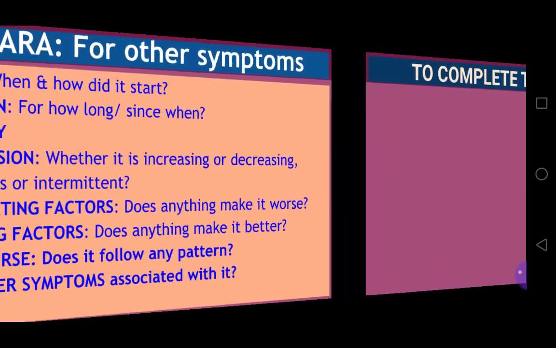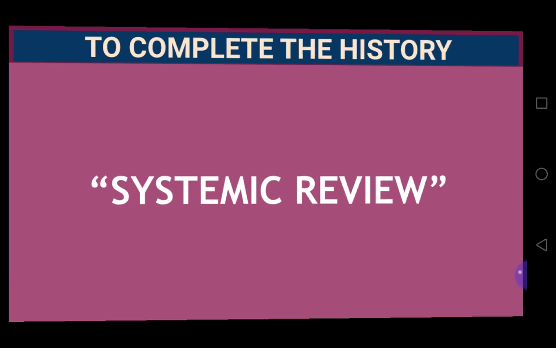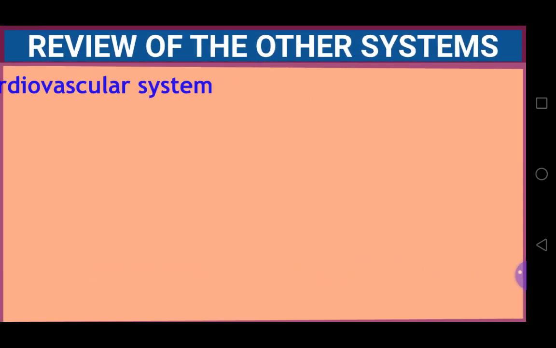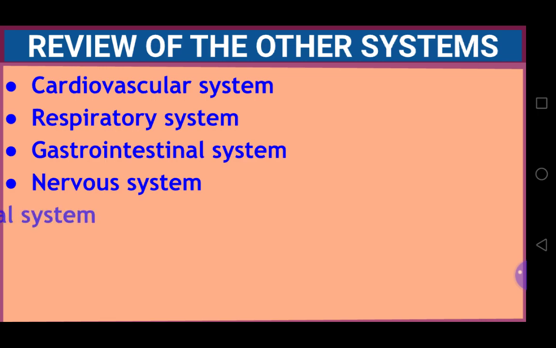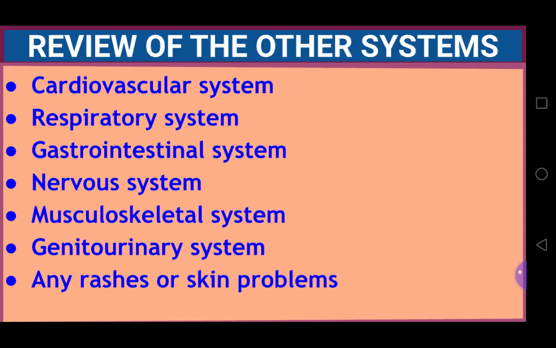Sorry about that. And to complete the rest of the history, first you have to ask about other systems. So systemic review, don't forget this. Ask one or two relevant questions about cardiovascular, respiratory, gastrointestinal systems, nervous system, musculoskeletal system, genitourinary system, and any rashes or skin problems. You need to ask relevant questions, keeping in mind the presenting complaint of your patient.